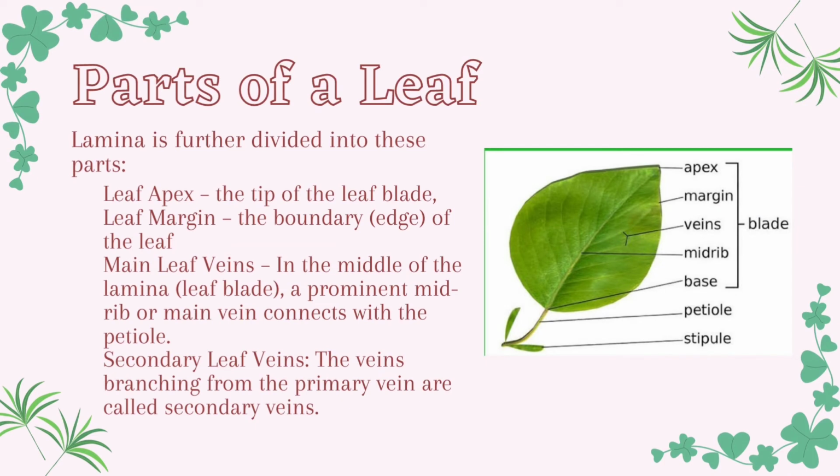As you can see on the figure given, the lamina or the leaf blade is divided into parts. First is the leaf apex. It is the tip of the leaf blade. Second is the leaf margin, which is the boundary or the edge of the leaf. And next is the main leaf vein, which is in the middle of the lamina or leaf blade. A prominent midrib or main vein connects with the petiole.